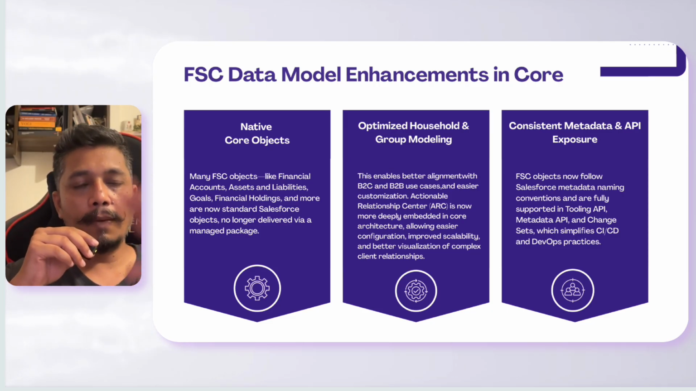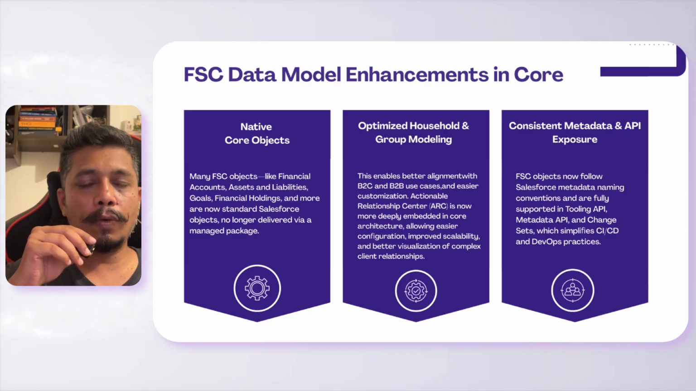Then they have optimized the household and group modeling. Just like we saw, the managed package was centered on the individual person account and account. Now we have the party relationship model, where you can easily maintain the household and group relationships.